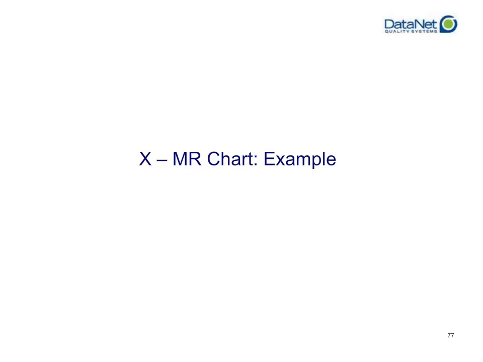Keep in mind, though, that it's probably not ideal to use X and MR unless you have a specific need to do so. Generally speaking, you usually want to have a subgroup size greater than 1 to eliminate noise within your process. But we're going to go ahead and do an X and MR chart example right here.